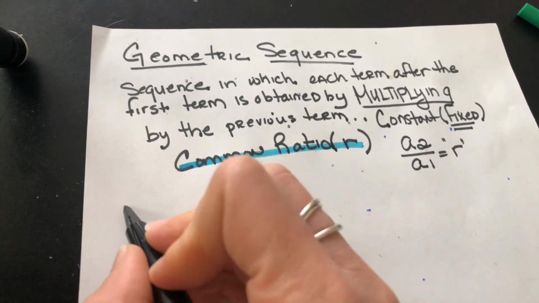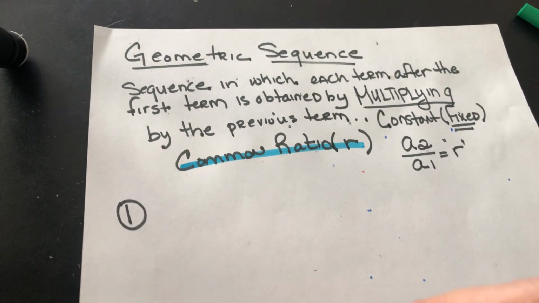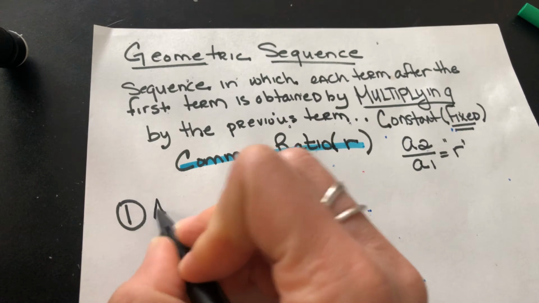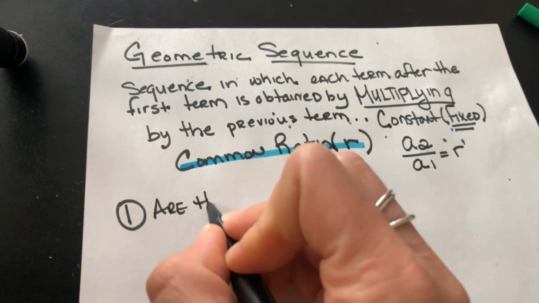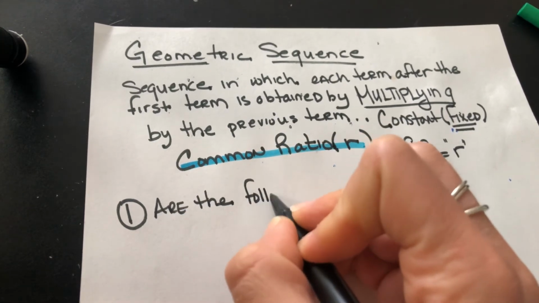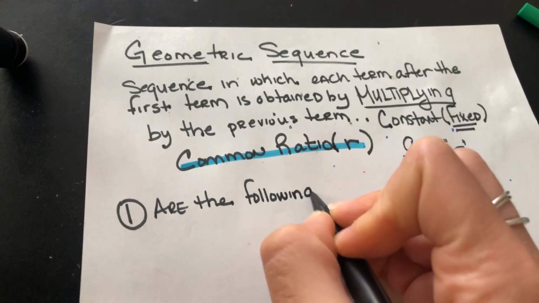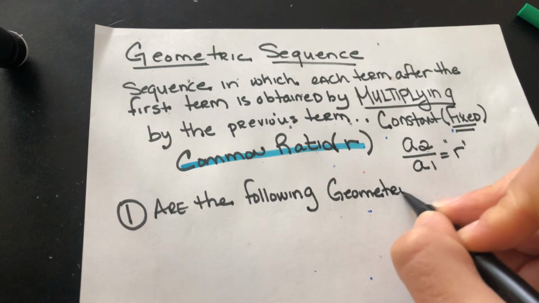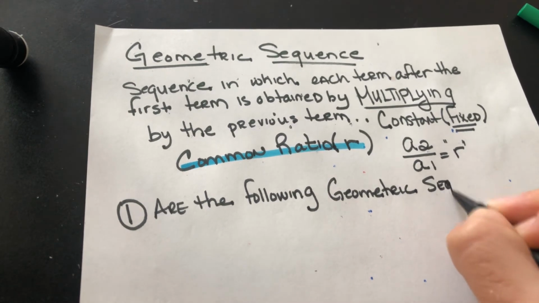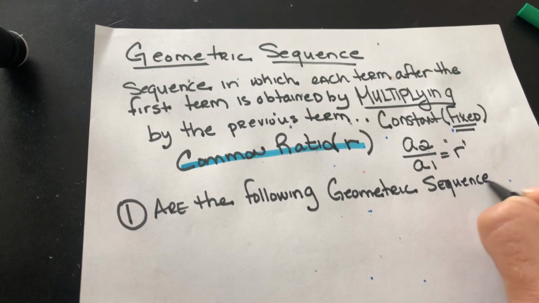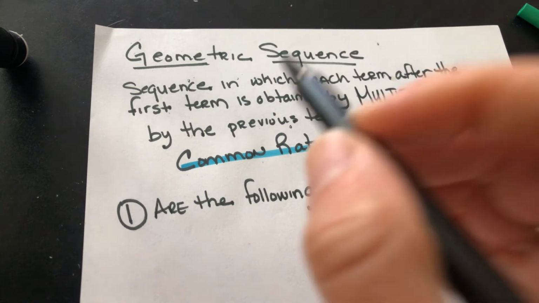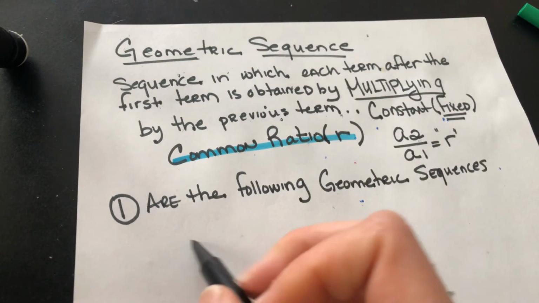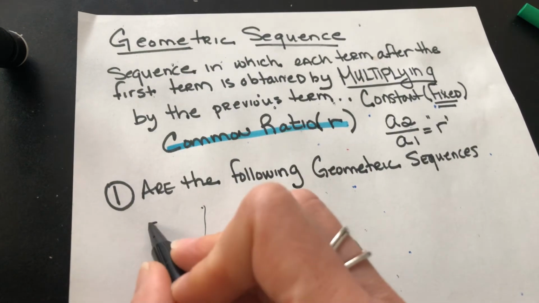So here you go again for your first example, just like you would have for your homework. The question is going to say, are the following geometric sequences? Something like this. So again, they are if each term you're constantly multiplying by the same number, which is the common ratio. So here is the example.